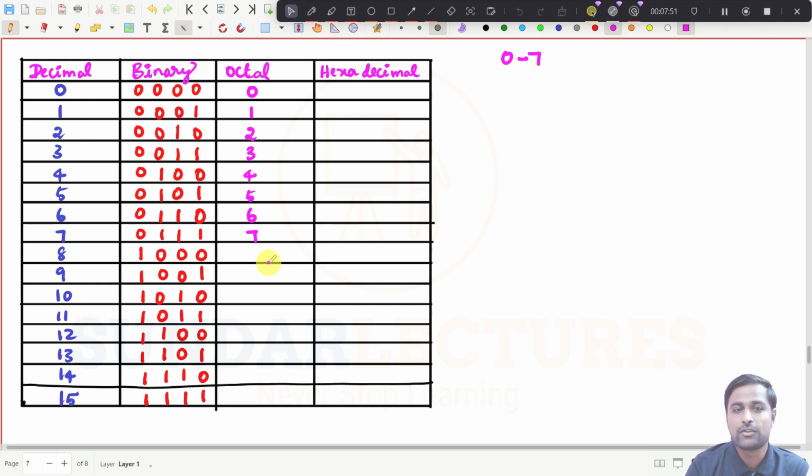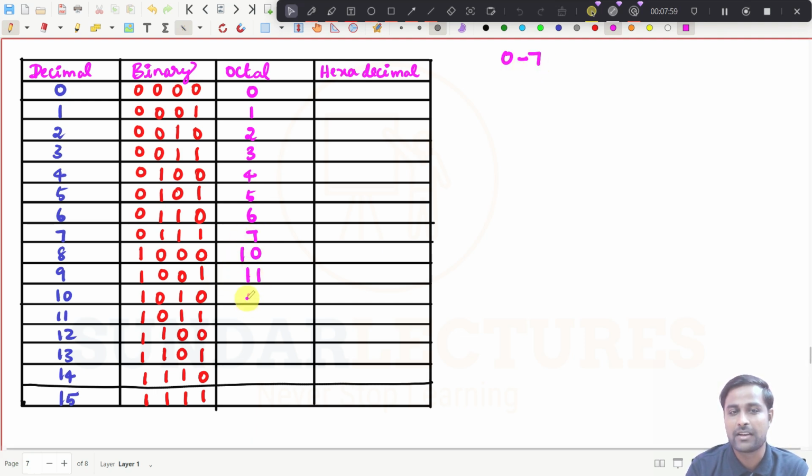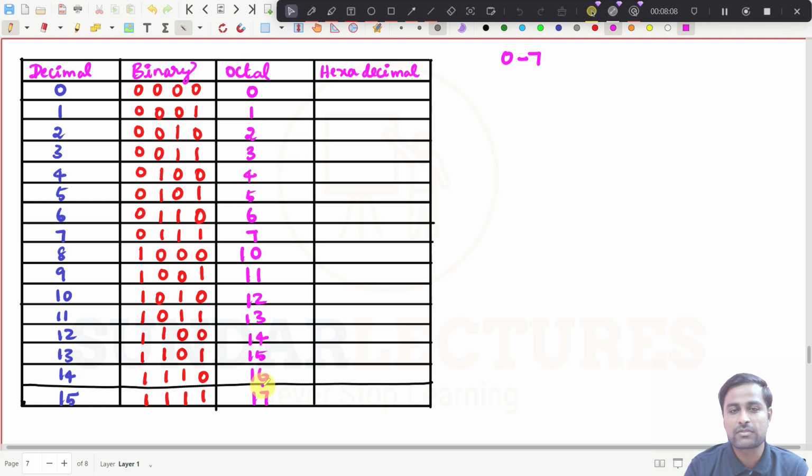only 8 digits. So what will you get? Next value will be 10, because it lies in 0 to 7. Then it will be 11, 12, 13, 14, 15, 16, 17. All values lie between 0 and 7. You have to be very careful, try to understand, right?